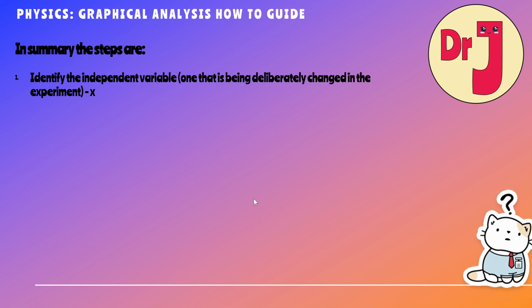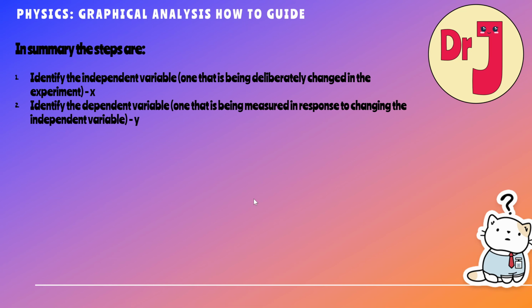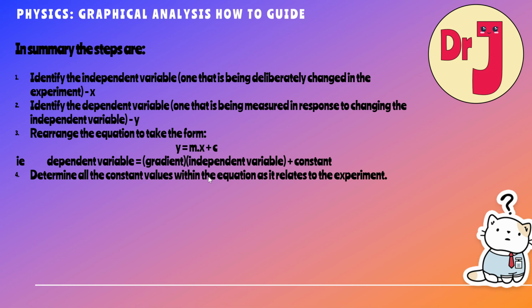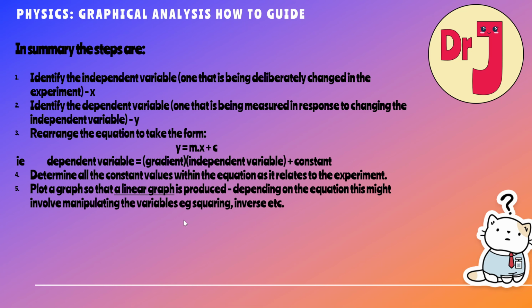So in summary, the steps are to identify the independent variable, identify the dependent variable, rearrange the equation to take the form of a line, that is y equals mx plus c. You determine all of the constant values within the equation as it relates to the experiment. You then plot a graph so that you have a linear graph, and depending on the equation, this might involve manipulating some of the variables. So that's often the step that people find a bit tricky.